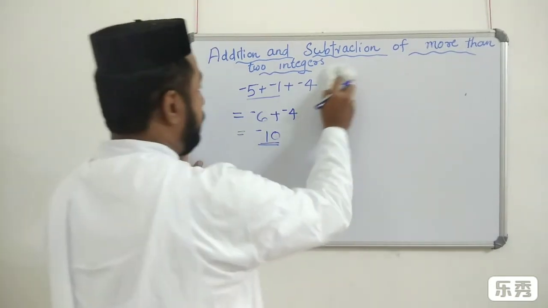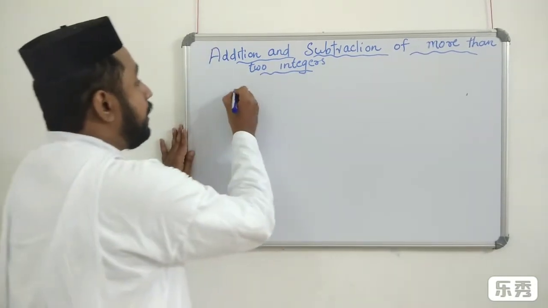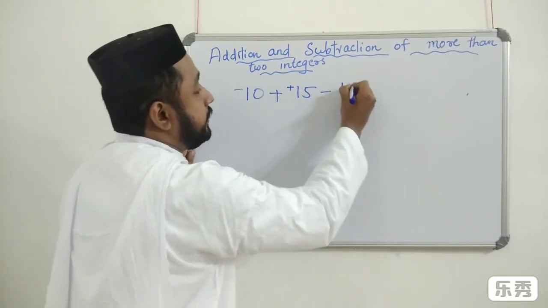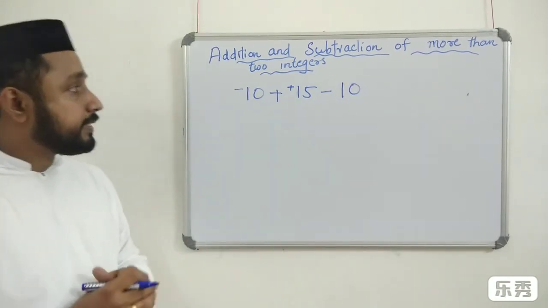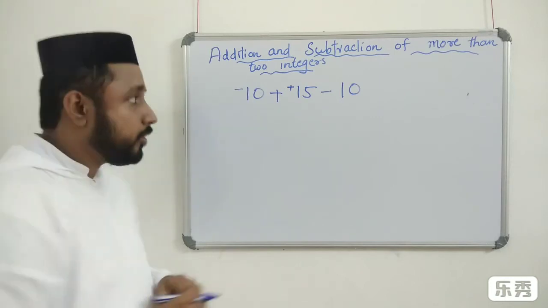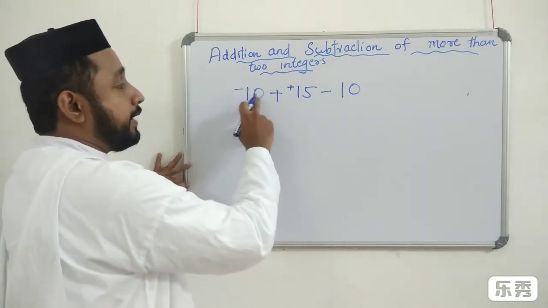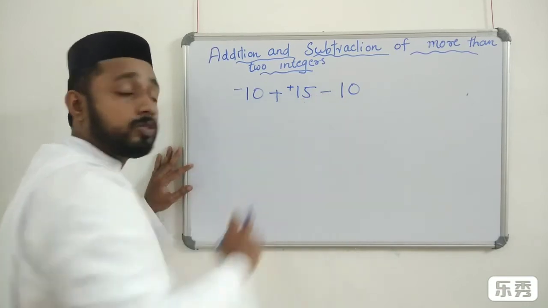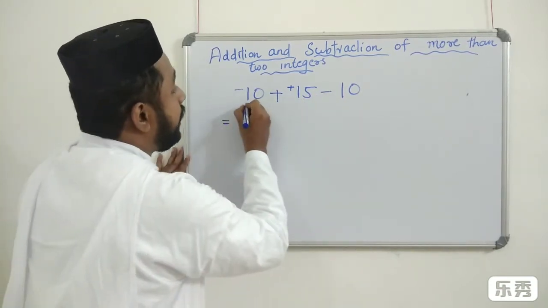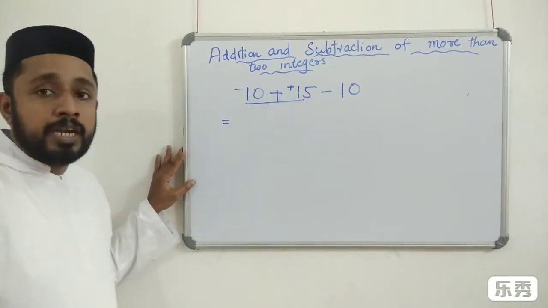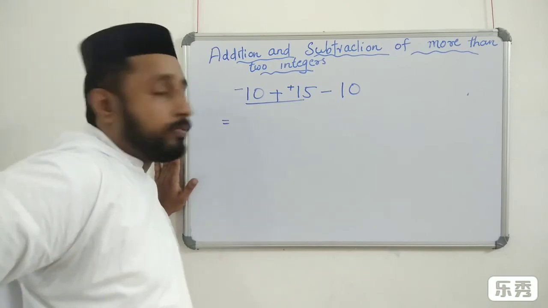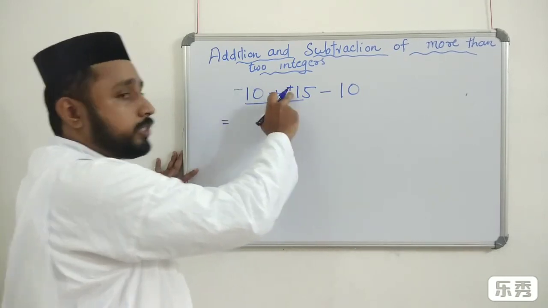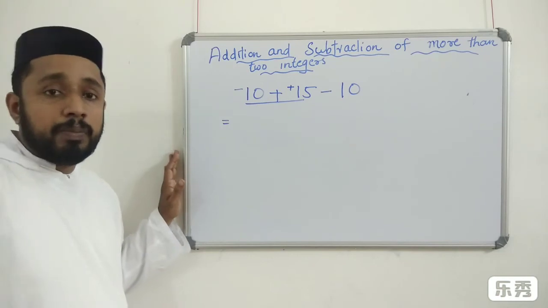Let us consider another example. Minus 10 plus 15 minus 10. So we are going to add minus 10 plus 15, then minus 10. So here addition and also subtraction. First we calculate the first two, minus 10 and plus 15. Minus 10 plus 15 means one is negative, one is positive. So two different signs, one negative and one positive. The rule is that we subtract the smaller from the bigger.